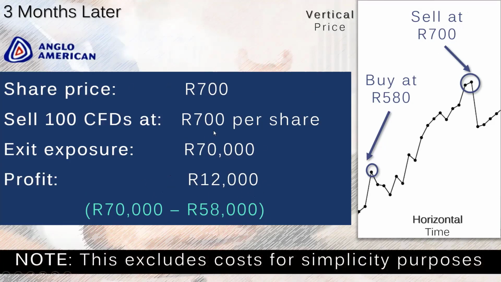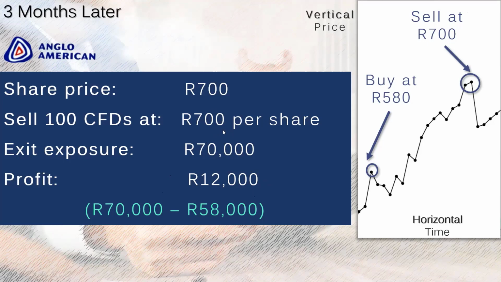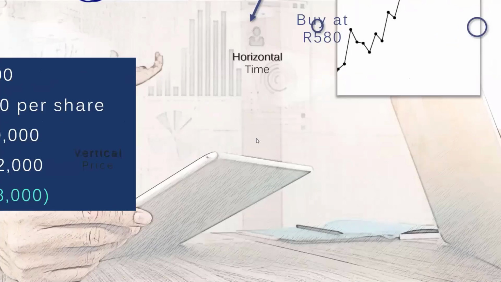I know it's a lot to take in, but just remember one thing. Exposure is where you can calculate your profits. Exposure is also where you can calculate your loss. Because if it went against you, then obviously the entry exposure would be a lot less. Your exit exposure will be a lot less, right?